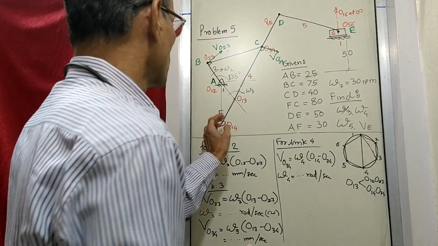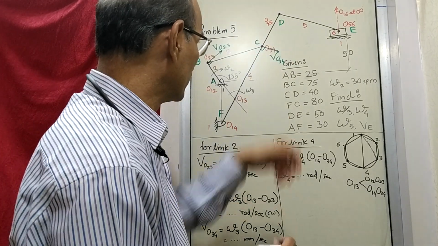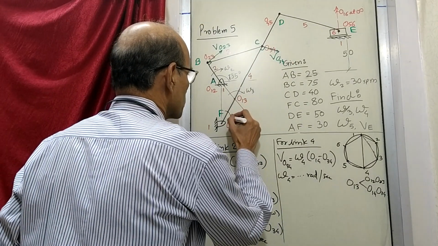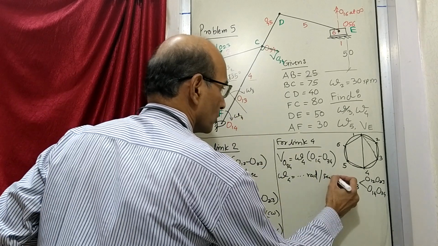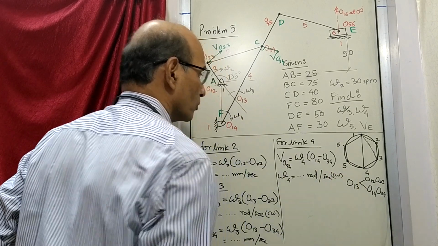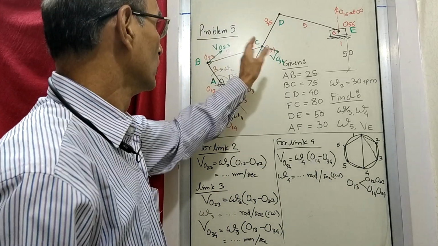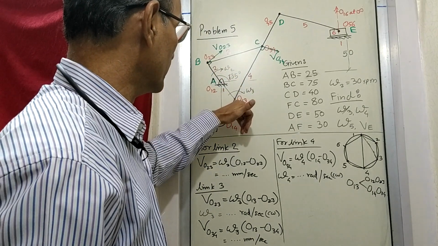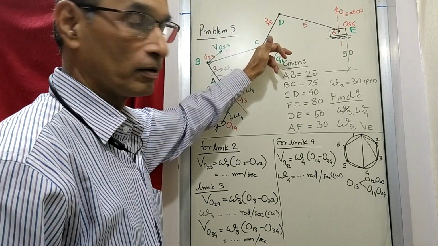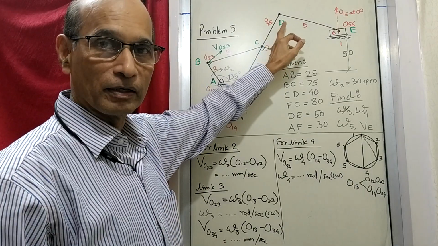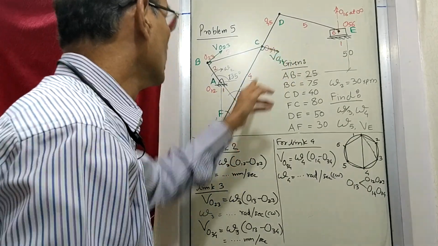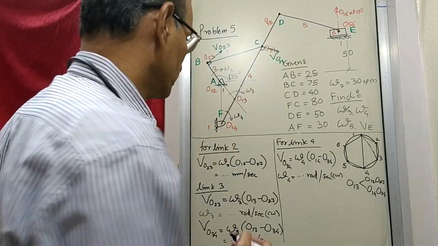Now what will be the direction of omega 4? One point is going like this, so omega 4 will also be clockwise. Omega 4 is clockwise. So the link is rotating like this. That's why the point is going there. Now any other point on link 4, you can find out its velocity now because omega is known. So you can think about 4, 5.